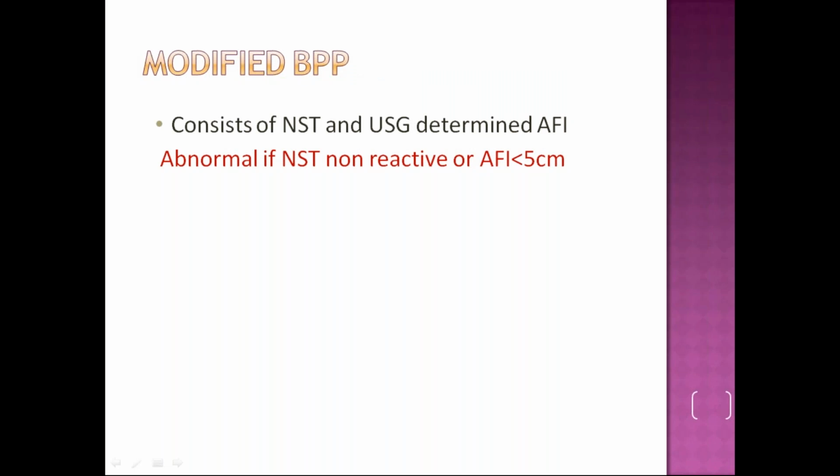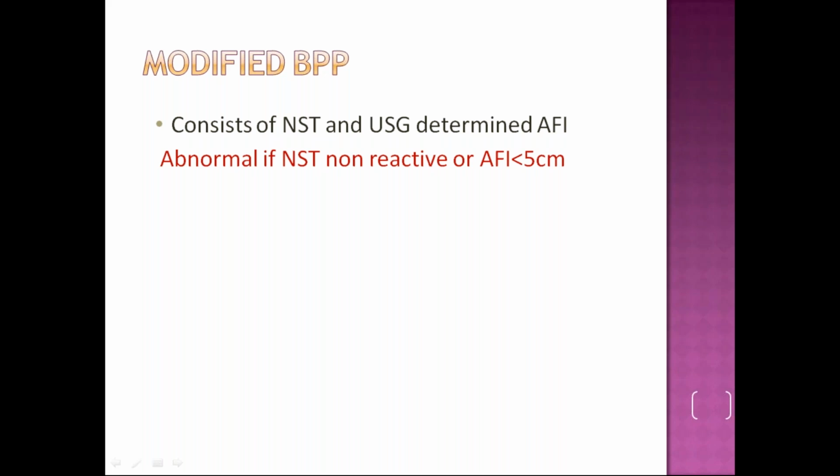Now there is the modified biophysical profile, because sometimes we don't have the facilities to do all these things, and sometimes it is time consuming. So in the modified one we do only the NST and the amniotic fluid index. This is also a good parameter, and it has sensitivity, so we can rely on it. So NST and amniotic fluid index.